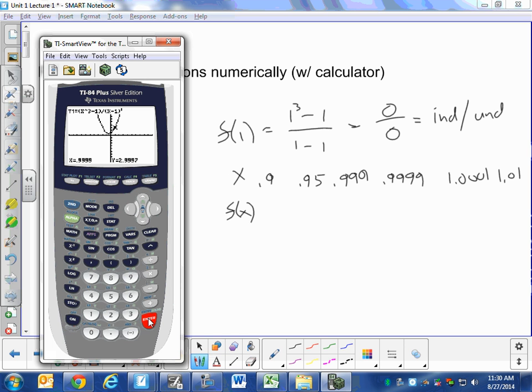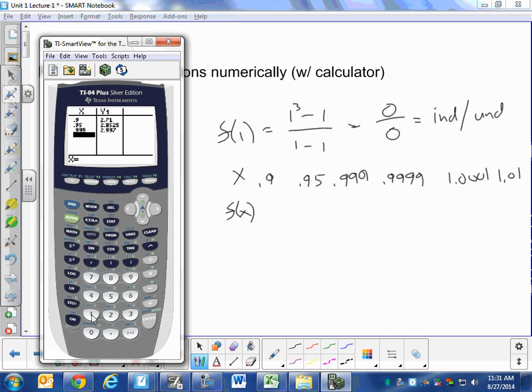A second way, you go into table set. So that's above window. You switch your independent from auto to ask. And if you go to your table, you notice a blank screen. Here, you can plug in values, and your calculator will quickly give you your outputs. So all I'm doing is saying, all right, you want to figure out what my function's approaching as I get close to 1? We'll plug in values really, really close to 1. That'll tell me what my function's getting close to.